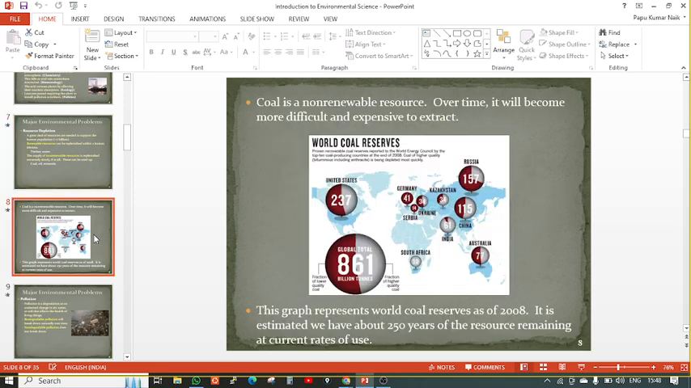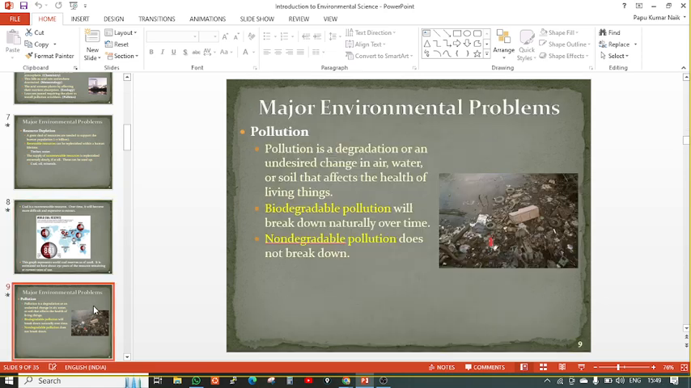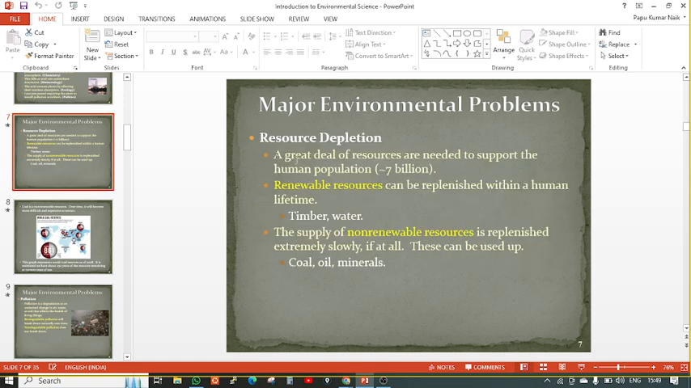So coal is a non-renewable resource. How is it formed? This is the simple slide. Over time it becomes more difficult and expensive to extract, because one day the coal will be extracted and finished. If the utilization rate is more than the excavation rate, then it may become a major problem. This is one example. So first is resource depletion, with the example of coal mining.